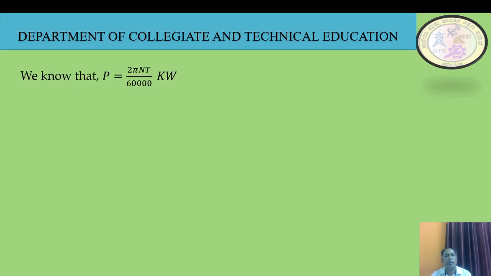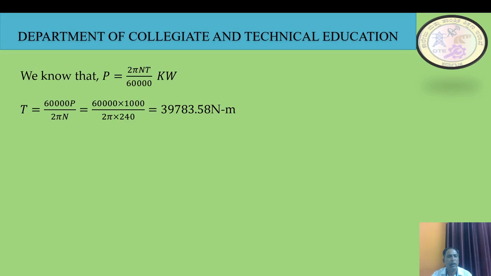As you know that P is equal to 2πNT by 60,000 kilowatt, therefore T is equal to 60,000 P divided by 2πN. By substituting the values of P and N, we will have the value of T equal to 39,783.58 Newton meter. Convert that Newton meter into Newton mm. T is equal to 39,783.58 into 10 raised to 3 Newton mm.